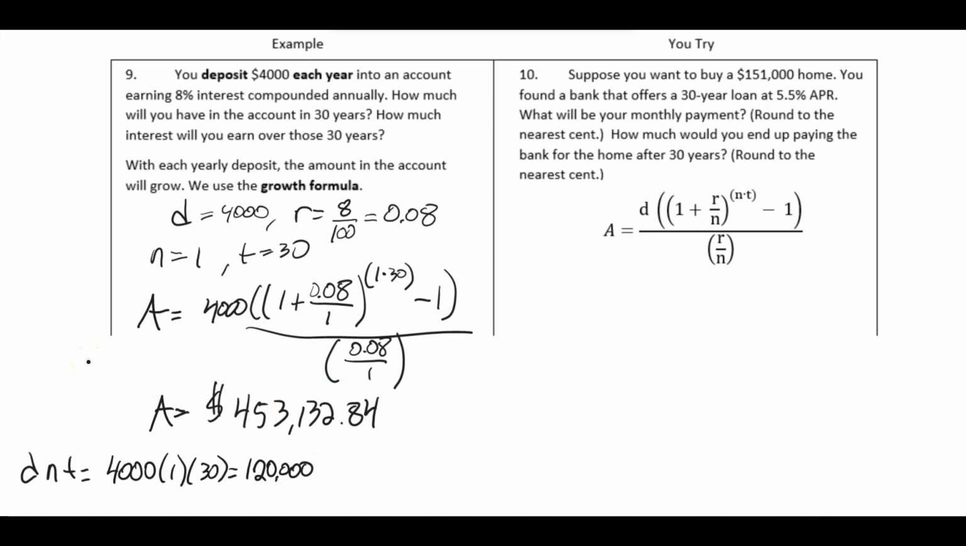The bigger one is A, so the interest in this case would be A minus the D times T. Sometimes the D times T is the bigger number. For loans, it will be. For savings, it won't be. Make sure it's the bigger number minus the smaller number, and then you will get this to work out. If you subtract these, you get $333,132.84.